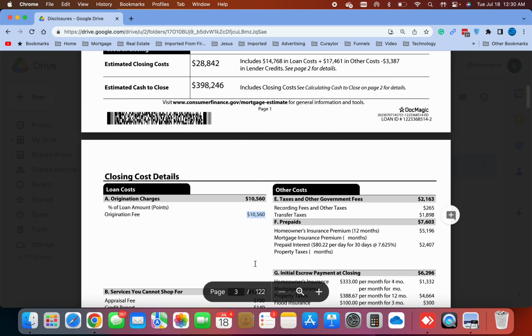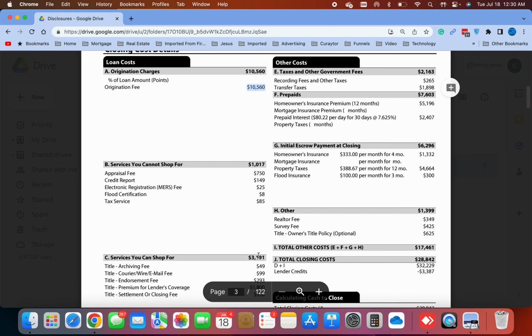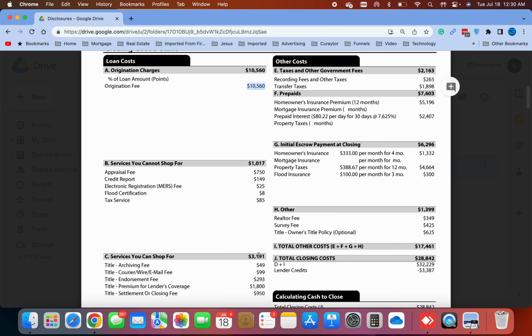This is very good for you to take a look and understand what your cost is and what kind of rate you can pick. And once again, lower the rate, higher the cost; higher the rate, lower the cost.